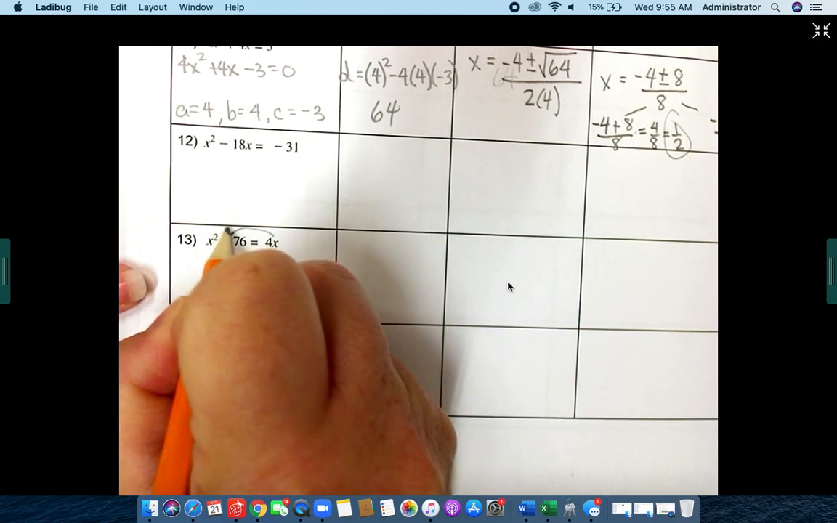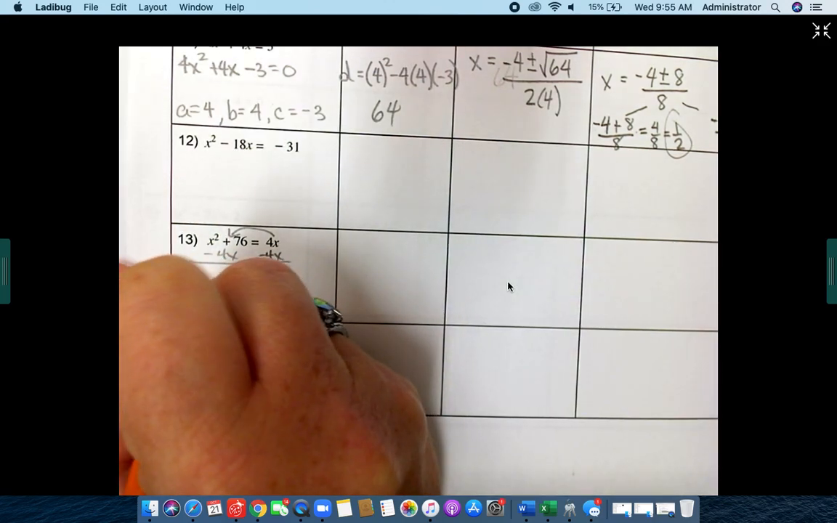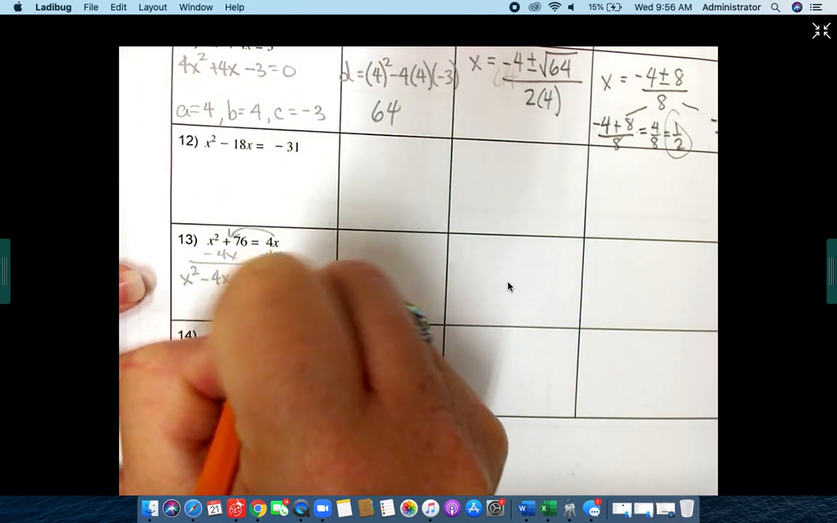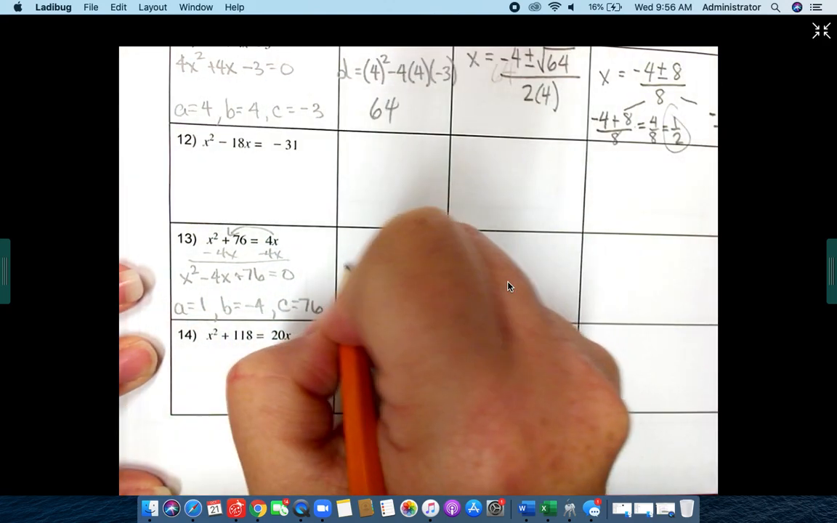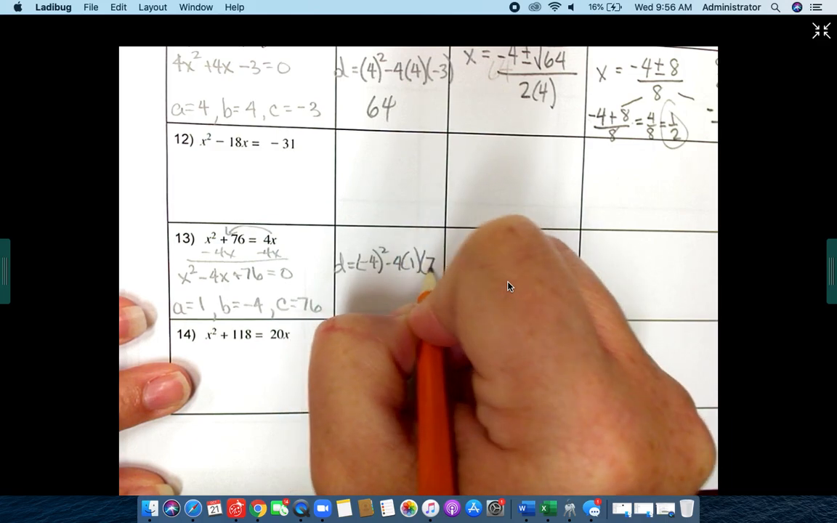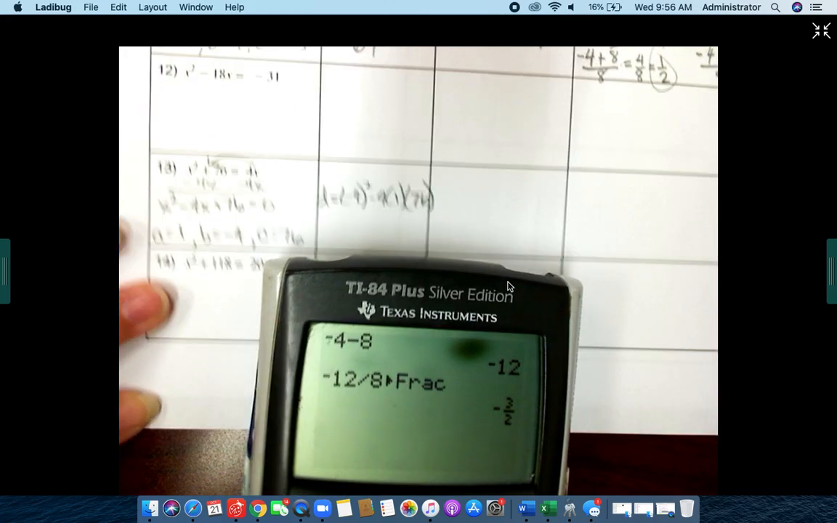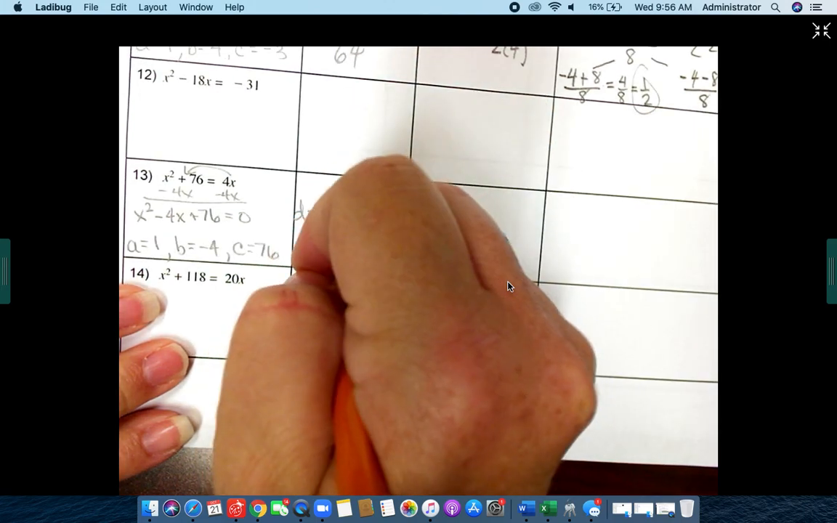So I'm going to move my linear term over here so I'll have it in the correct order. Remember, it's the same thing as just subtracting 4x from both sides. So x squared, subtract 4x, plus 76 is equal to 0. List your A, your B, and your C. Find your discriminant. So I'm going to type it in now. Negative 4 squared is still 16, but make sure, negative 4 squared minus 4 times 1 times 76, and we get negative 288 this time. That looks like something I'm going to have to put in my calculator.